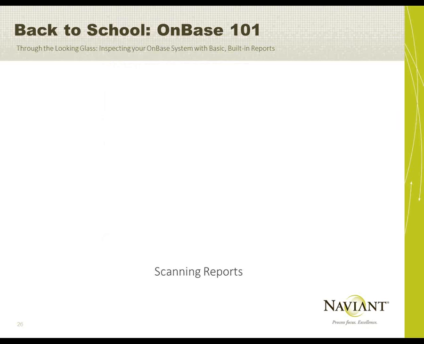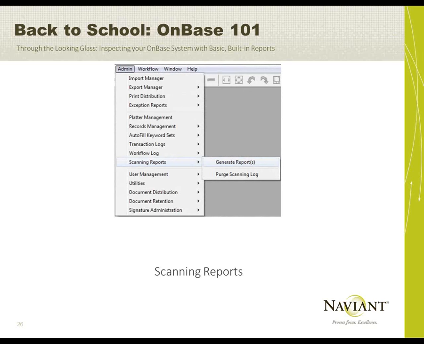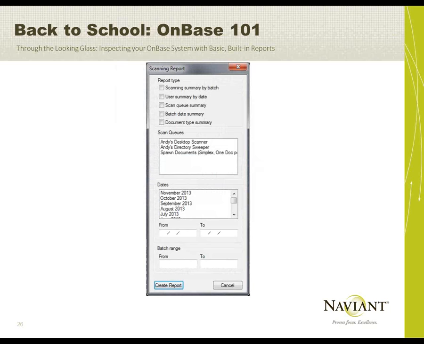The other thing I wanted to touch on quickly is scanning reports. Scanning reports are in a different area. Same menu, admin menu, go to scanning reports and generate reports. And this will run through your scan queues and look at who scanned in by batch, your user scanning, document creation, batch date summary, document type, like how many document types are you scanning in? Are you generally only scanning in one document type when you should be scanning in 5? Are your users not selecting the right document type?